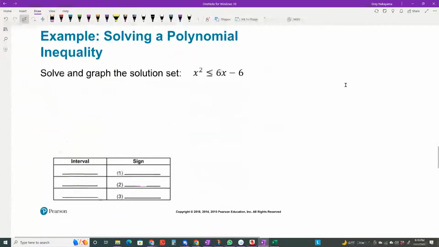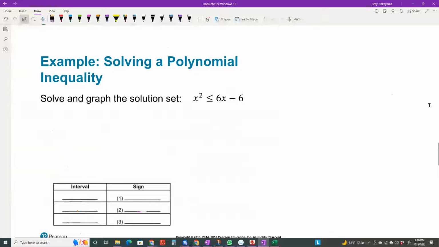Look at this next example. Solve and graph the solution set x squared is less than or equal to 6x minus 6. So again, the first thing that we're going to do is bring it all to one side, because I have to have 0 on one side. You cannot do these problems if you do not have 0 on one side.